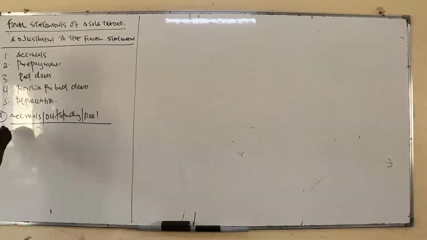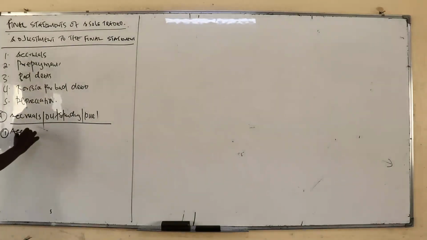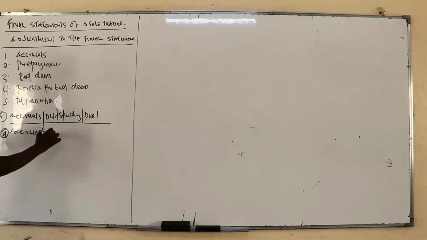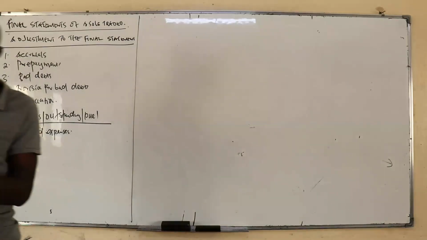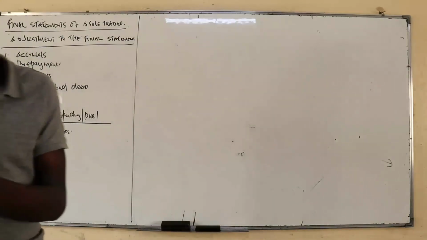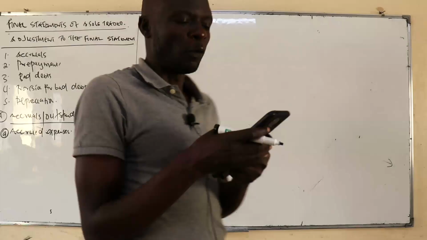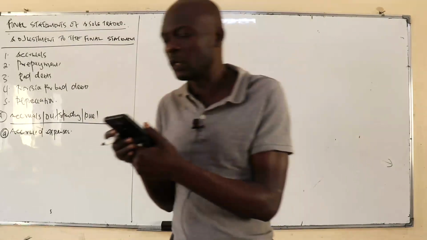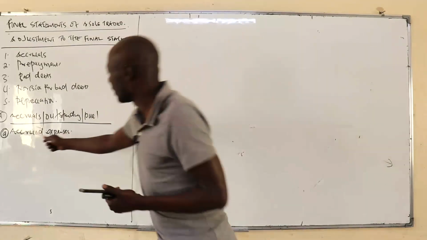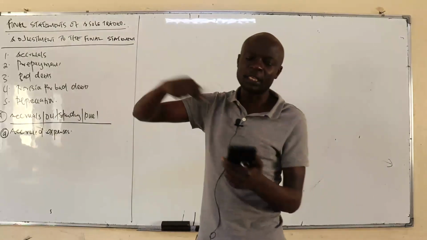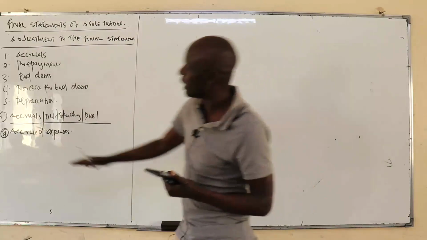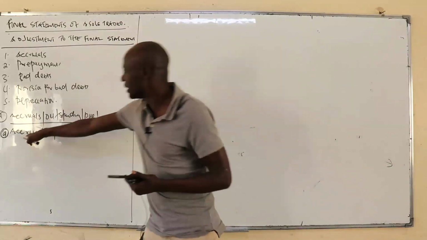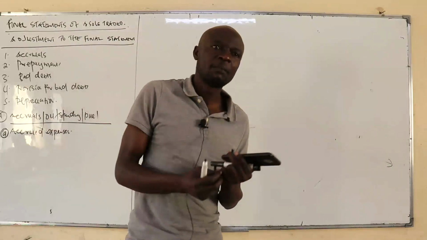So the first here is accrued expenses. So what is accrued expenses? It's an expense that is payable or due for payment but has not yet been paid during the period. You write, the notes are there, you can write at home, but you can just follow here. Accrued expense is an expense that is due for payment but has not yet been paid.